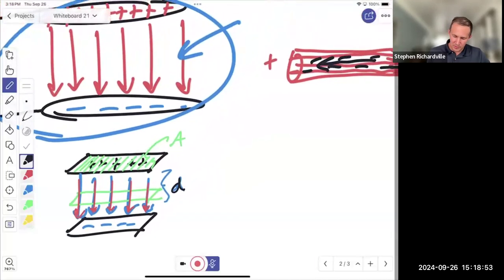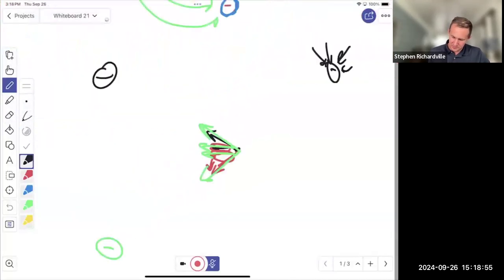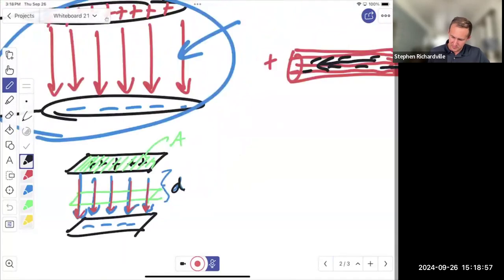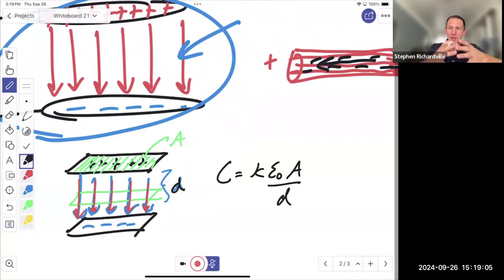You can see with this equation that epsilon naught is a constant, and then A over D. The bigger the area, the bigger the capacitance, the ability to store charge, to store energy in the field. That makes sense. If I have a huge area, I can store a lot of charge on those plates. If the distance between them is really, really small, then I've got a really strong capacitance as well.